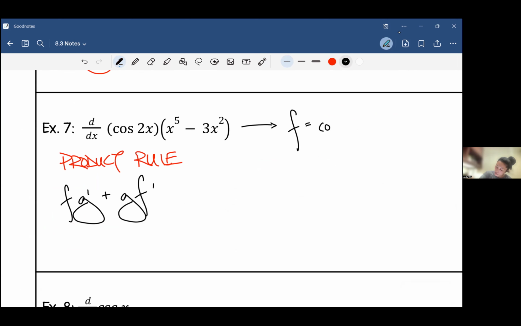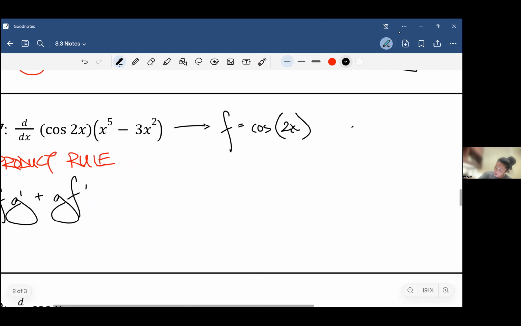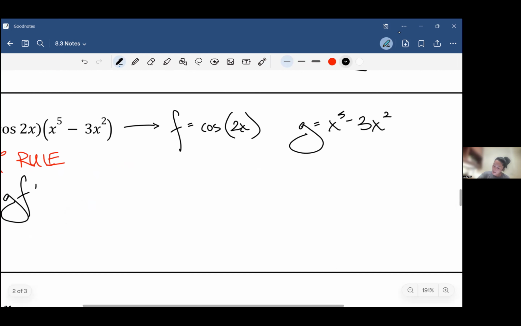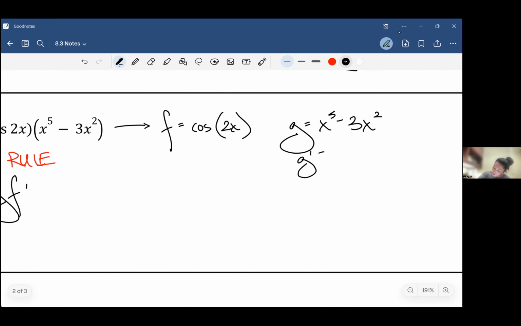F is cosine of 2x. And g is x to the fifth minus 3x squared. Okay. Let's find our g prime first. 5x to the fourth minus 6x. And then we're going to go ahead and find our f prime.